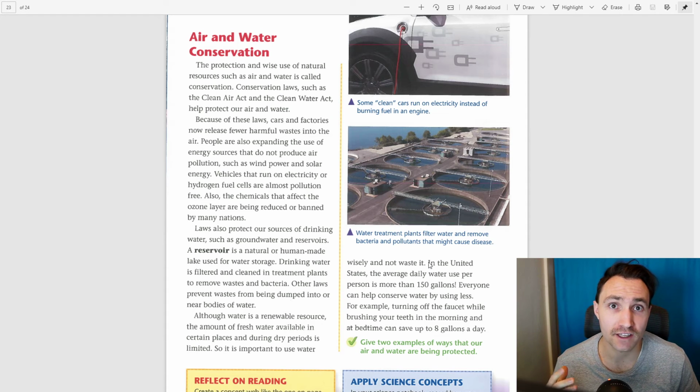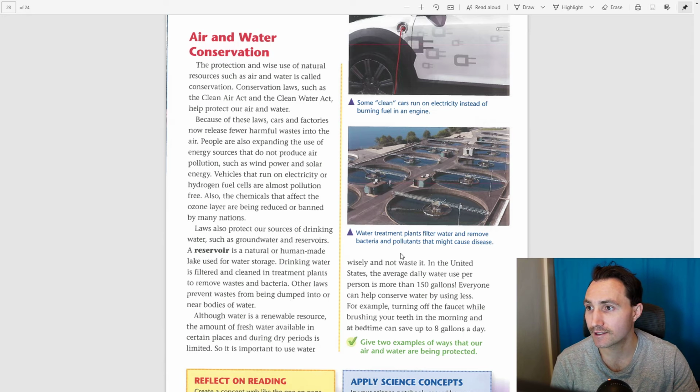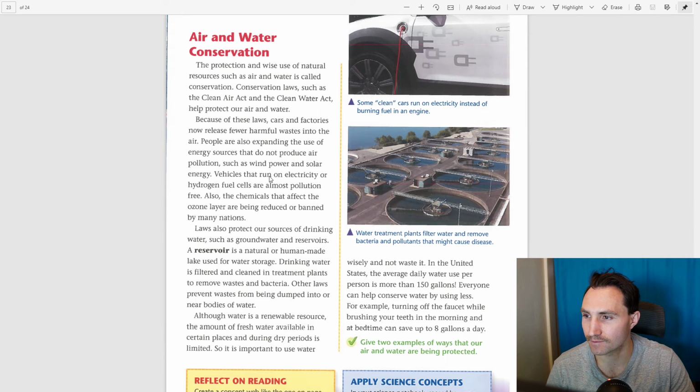Let's learn how we can conserve our air and water to keep it nice and healthy. So the protection and wise use of natural resources such as air and water is called conservation. Okay, so conservation laws such as the Clean Air Act and the Clean Water Act help protect our air and water. So our government has put in these laws to help keep our air and water clean. So let's learn a little bit more about these laws.